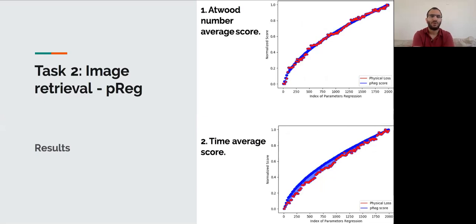Of course, the results we just saw are of one image, but is it consistent with more than just one? To prove it is, we tested PREG by predicting the Atwood and time parameters on 2,000 random images. The graphs evaluate PREG using physical loss. As one can see, the results are excellent, as the physical loss almost converges with the PREG score. Thus, PREG explains the variance of Atwood and time very well. Therefore, the results of PREG are physically meaningful.